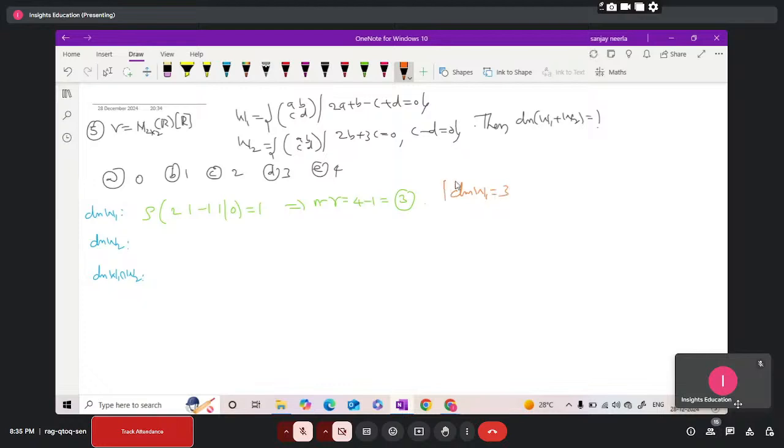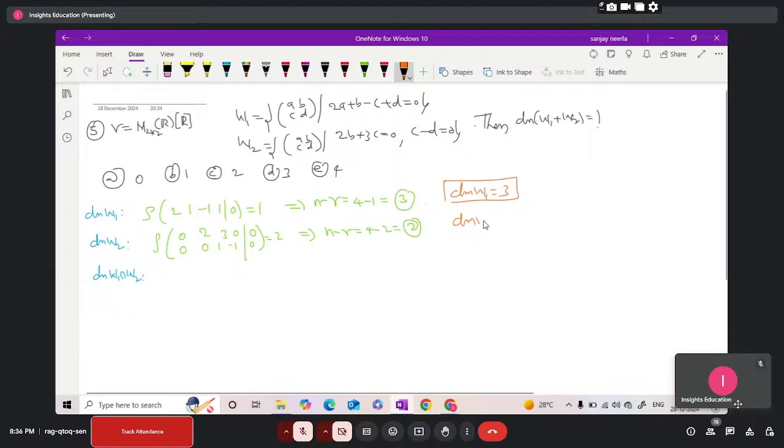Very good. What is the dimension of W2? 2. Sure. So 0, 2, 3, 0, and 0, 0, 1 minus 1, 0. So rank is 2. So n minus r, 4 minus 2, we get 2. So the dimension of W2 is 2.